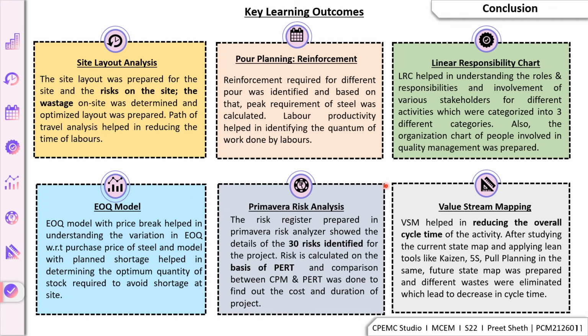In Primavera risk analysis, 30 risks were identified and a risk register was prepared in Primavera Risk Analyzer, and the calculation of risk was done based on PERT, the program evaluation and review technique, and a comparison between the two methods, critical path method and PERT, was done. And finally, VSM, value stream mapping, a lean tool, was applied on the site for the activity of manufacturing of U block. Various lean tools were applied, and in the future state mapping, the total lead time was reduced by eliminating most of the non-value adding time.